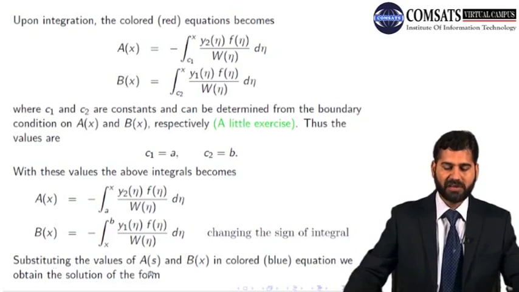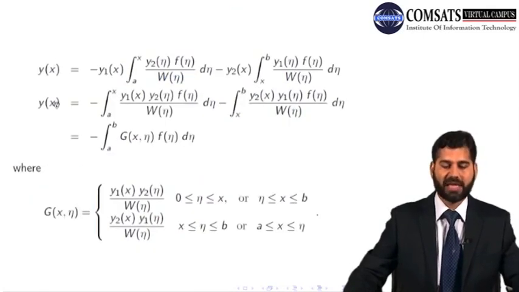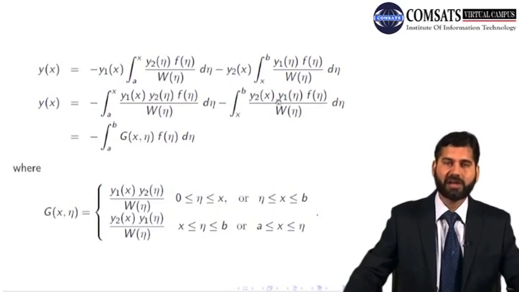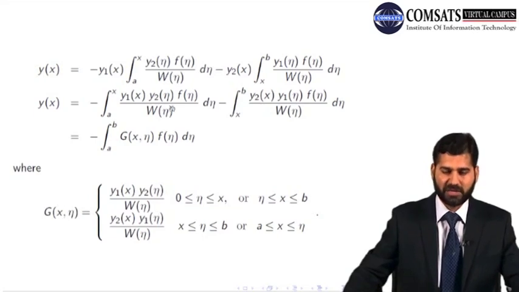So now you can substitute the values of A(x) and B(x) in the blue equation here, to find y(x). So your y(x) is this one, and if you combine them, you see it's almost the same, y1(x), y2(eta), and y1(eta), y2(x). So if I define a Green's function like this one, then if eta is from a to x, this is our Green's function, and if eta is from x to b, then this is your Green's function.